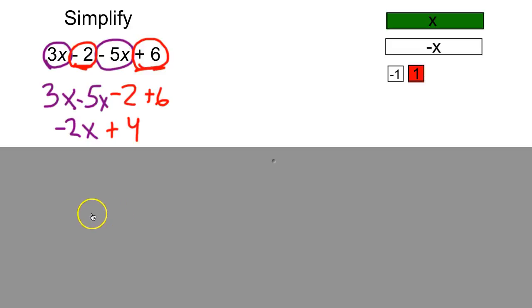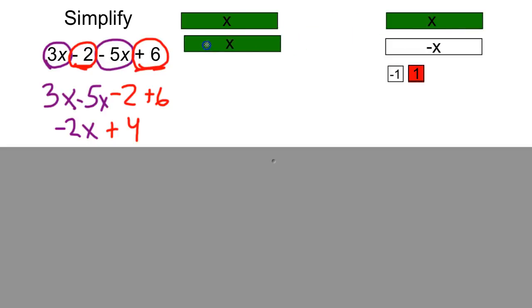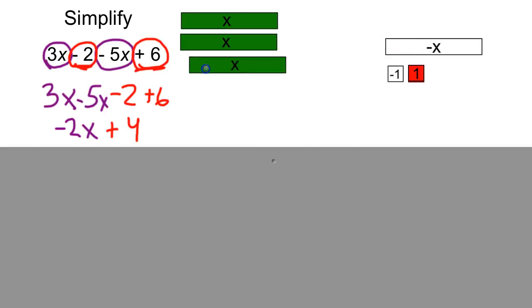Now I'm going to show you how to do that with algebra tiles. Again, I have these in the classroom, so if you want to use them, you can always just let me know. So first, I have 3x, so these green ones, those equal an x, so I'll move those 1, 2, 3. I have 3 x's. Then I have minus 2, so I take these minus 1s, that's minus 1, minus 2.